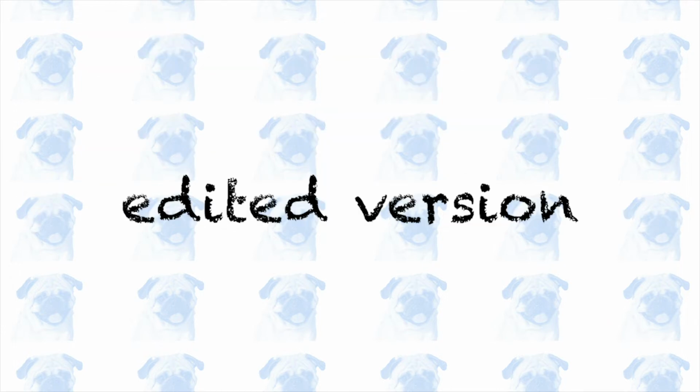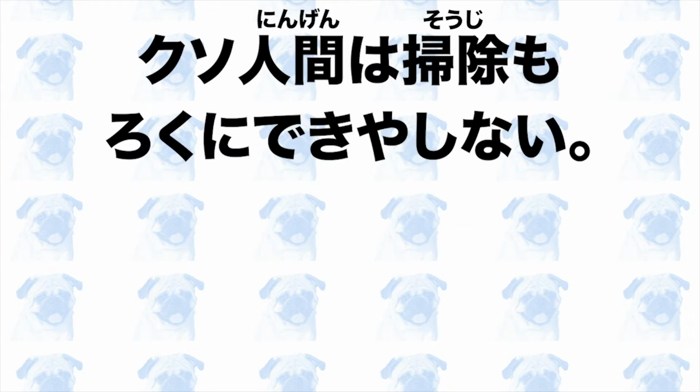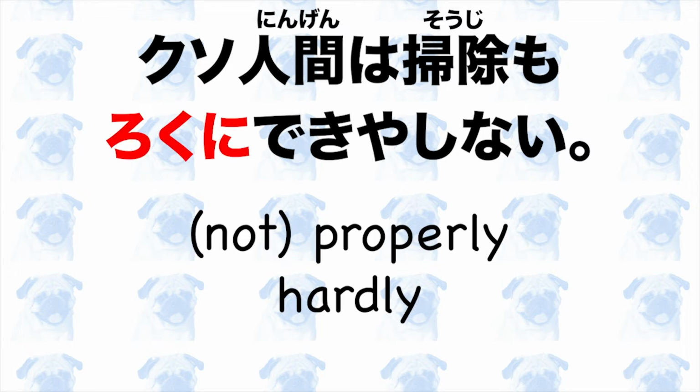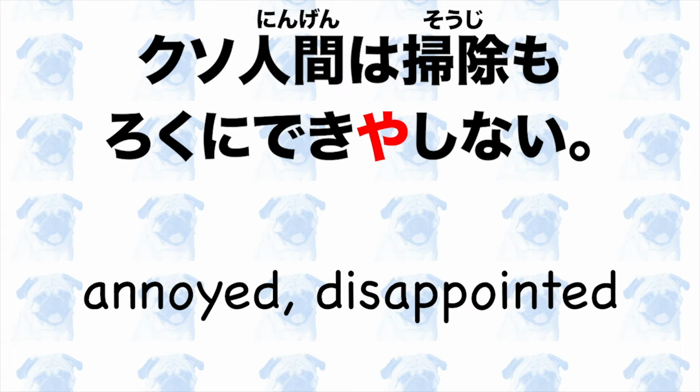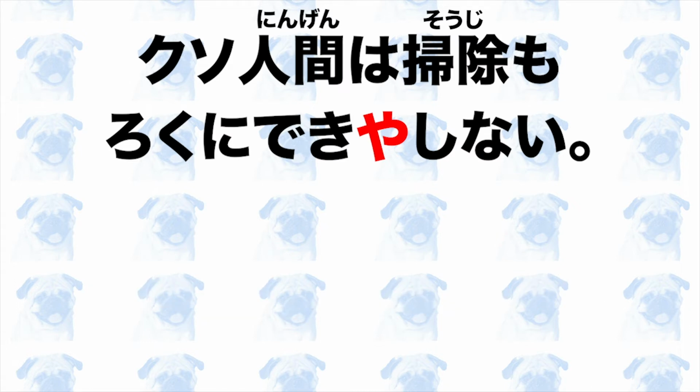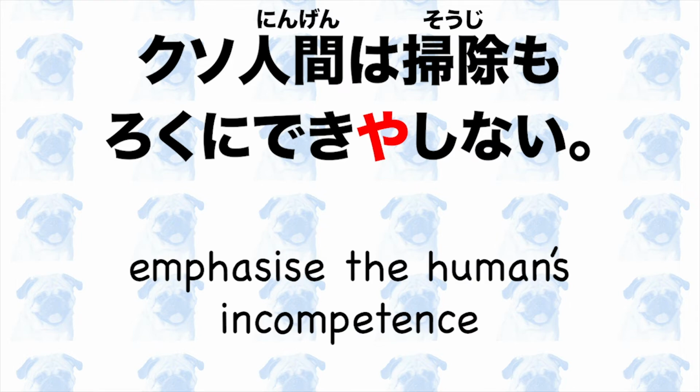As always, I have added some modifications and embellishments to this entry, in particular to the second sentence. クソ人間は掃除もろくにできやしない. I have added ろくに, which means properly or hardly, and it is almost always accompanied by a negation. The second addition is the particle や. It is always difficult to explain what Japanese particles mean, but in this instance, the addition of や emphasizes the inability of the human to clean and expresses the annoyance or disappointment felt by the cat. To me, や in this phrase implies that the cat feels that the human is so incompetent that even if he tried to clean, he couldn't do a proper job.